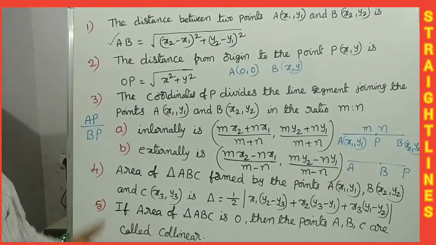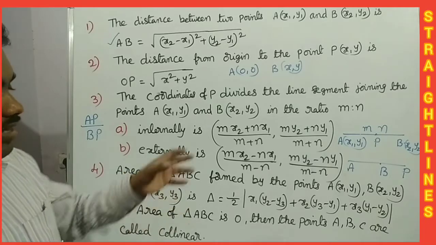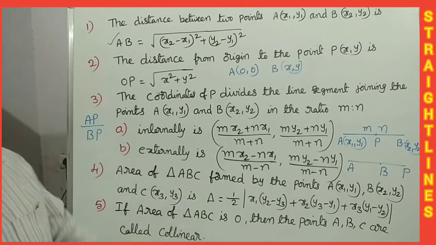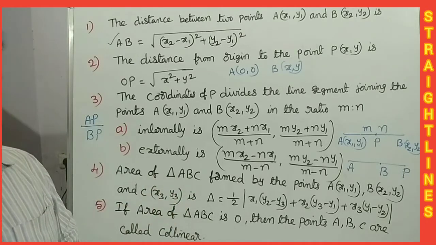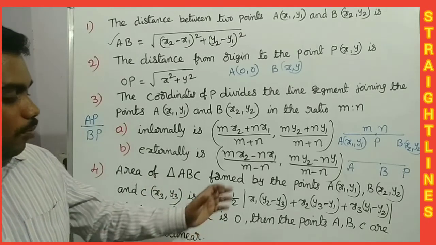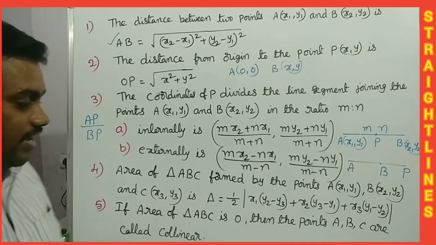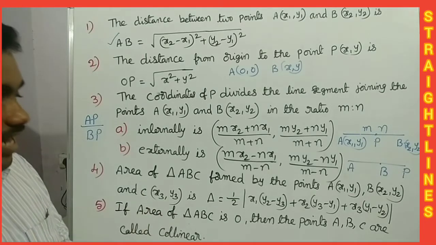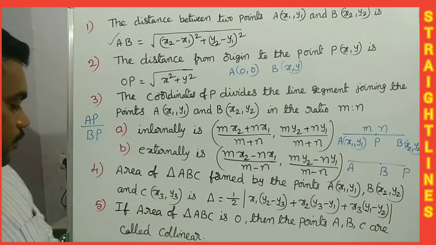Next, the area of triangle ABC formed by the points A(x1, y1), B(x2, y2) and C(x3, y3) is delta equal to 1 by 2 into modulus of x1 into (y2 minus y3) plus x2 into (y3 minus y1) plus x3 into (y1 minus y2).